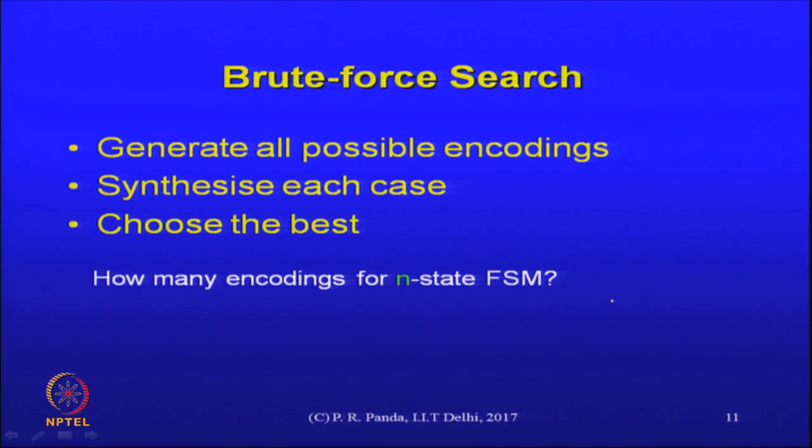Let us first understand, even before solving this, what are the possibilities I have. A brute force search could be that you generate all the encodings, synthesize circuits from each of them, and just choose the minimum area circuit. Is that not a good one? How many encodings are there for an n state FSM? Can we precisely capture this number?